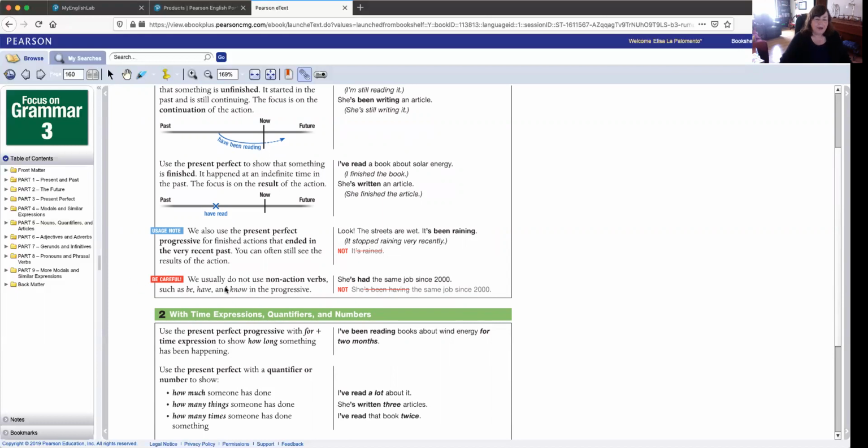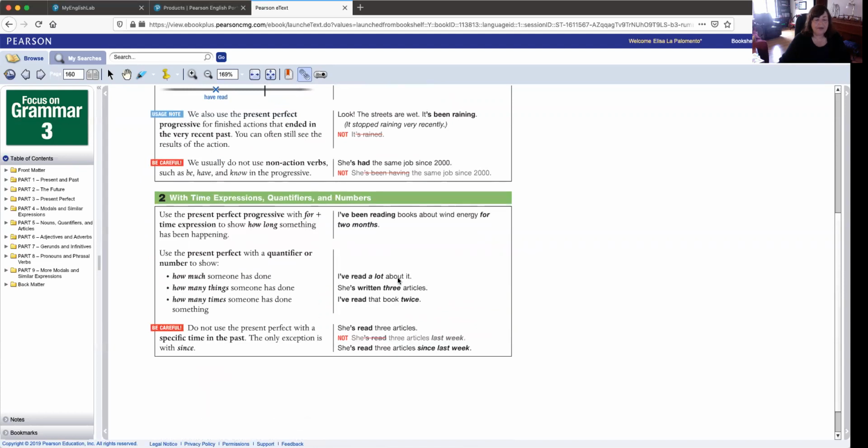And it tells you to be careful. We usually do not use non-action verbs such as be, is, are, was, were, have, or has, and know in the progressive. She has had the same job since 2000. This is present perfect tense. We do not use this word with present progressive. So to say she has been having the same job since 2000 would be incorrect. Okay.